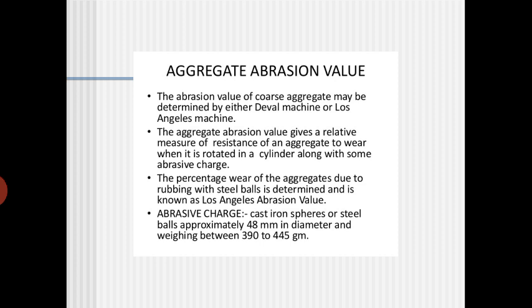Then the abrasion charge. What is this abrasion charge? All the balls present in the Los Angeles machine have their own charges. Normally the cast iron spheres or steel balls are approximately 40 mm in diameter and weigh between 390 and 445 grams. Roughly each ball is about half a kg. There are normally more than 20 or 30 balls in the charge. When it is rotating, whatever aggregates are there will come in contact with the balls.